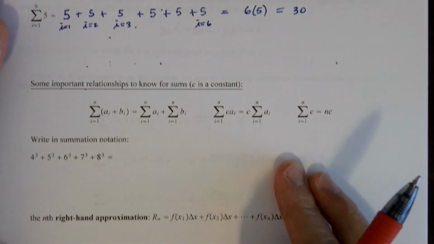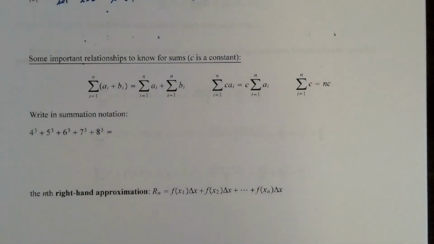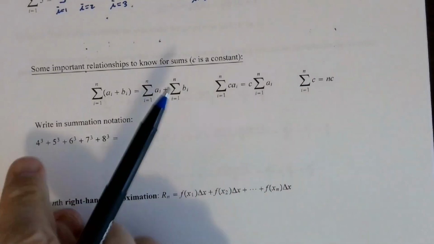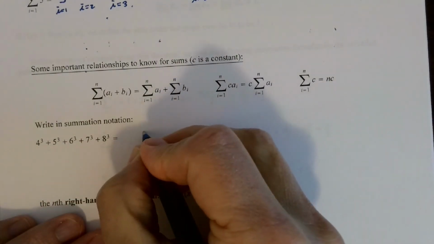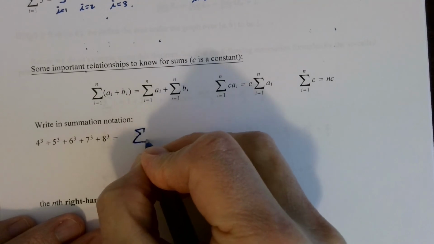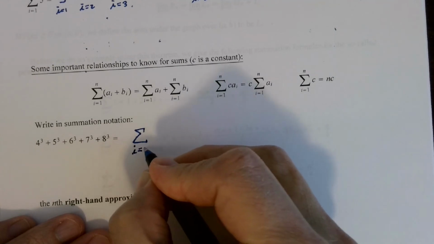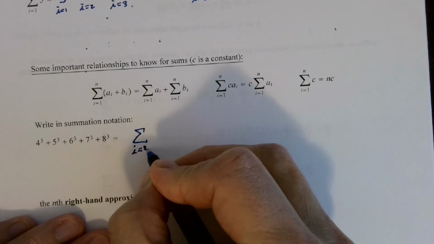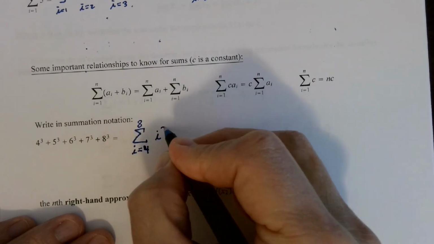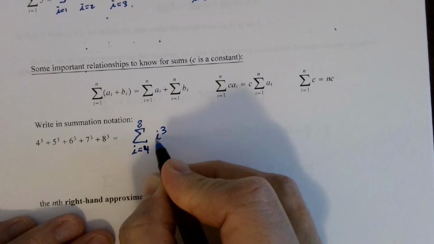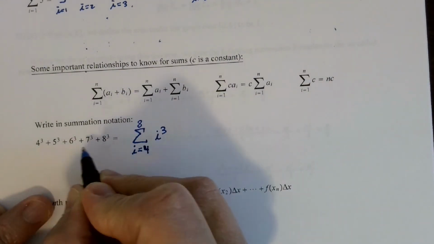Okay. Let's go in the opposite direction. Let's write this expression in summation notation. 4 cubed plus 5 cubed plus 6 cubed plus 7 cubed plus 8 cubed. Well, we start with the summation notation, and we have our index i, and where are we going to start? Well, we start at 4 in this case, and end at 8, then I can just write this as i cubed, right? When i is 4, I get 4 cubed. And then we increment by 1, 5 cubed, 6 cubed, 7 cubed, 8 cubed.